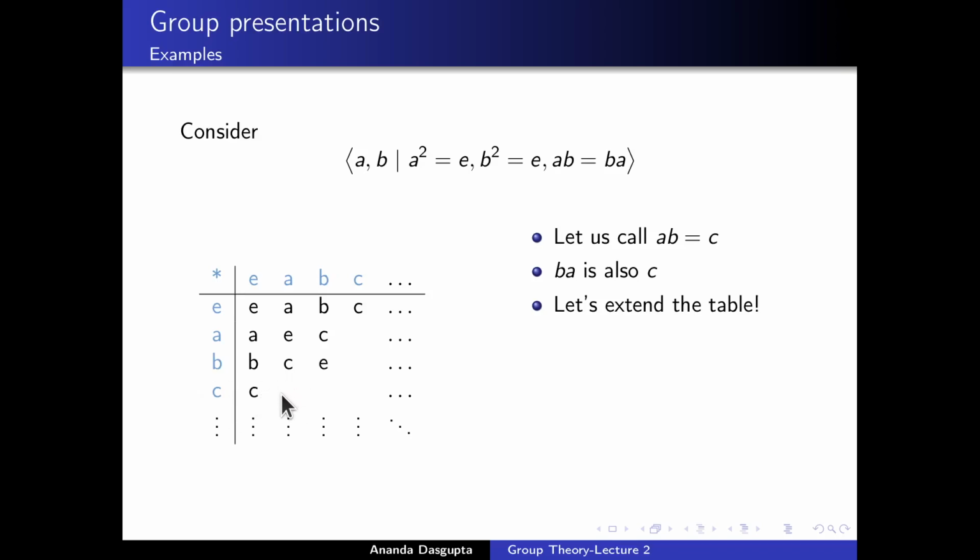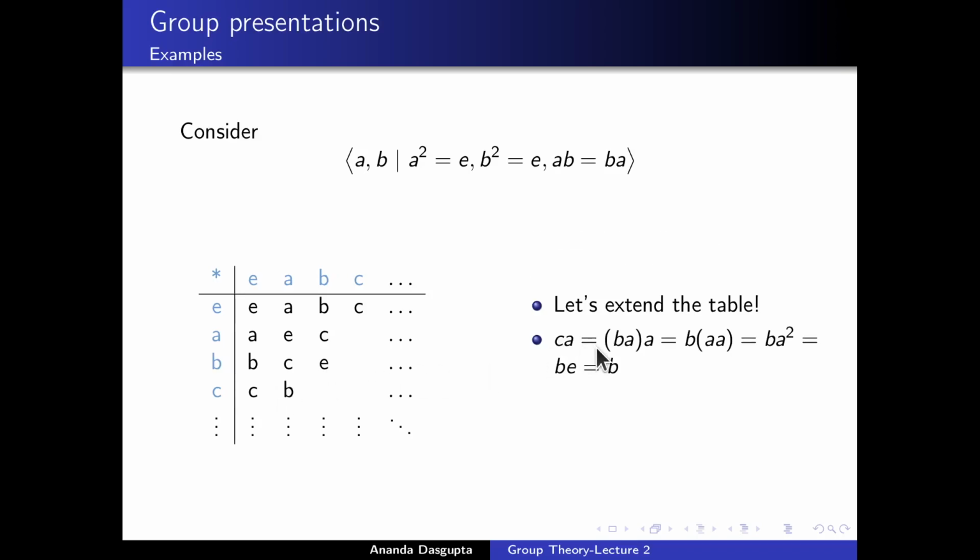What should this element be? It's actually C times A. But C, remember, is both AB or BA. I could write it as BA because that's going to be easy for me to work with. So BA times A. Notice that the bracket here tells me that BA actually gives me C, and that's what we are multiplying by A on the right. But because of the associative property, I can move the bracket from here to here and write this as B times AA. AA, of course, is A square, and my defining relations contain the rule that A square is E. So that's the same as BE, hence is the same as B. So that's why we have put in a B here.